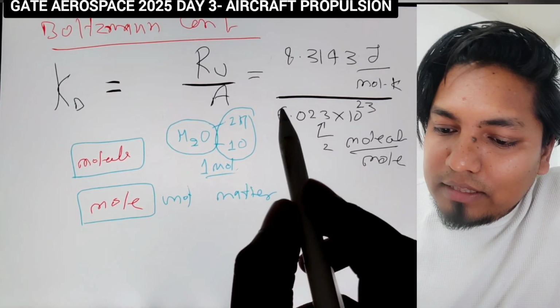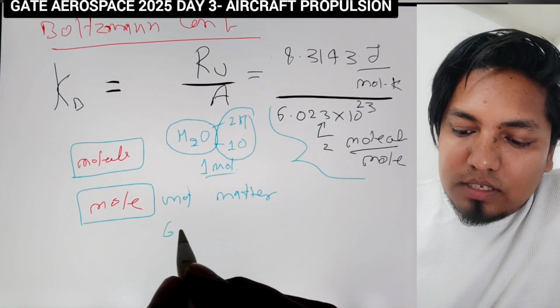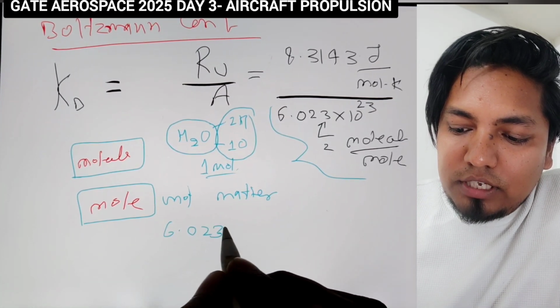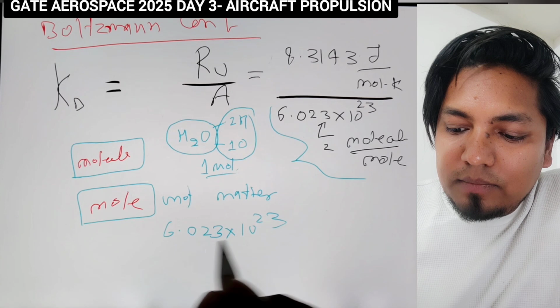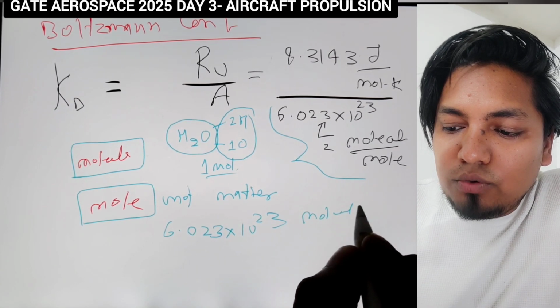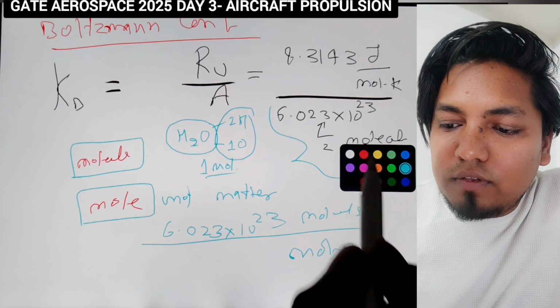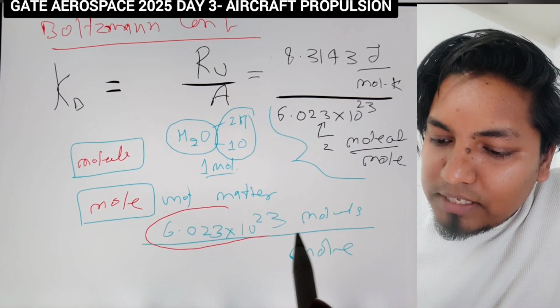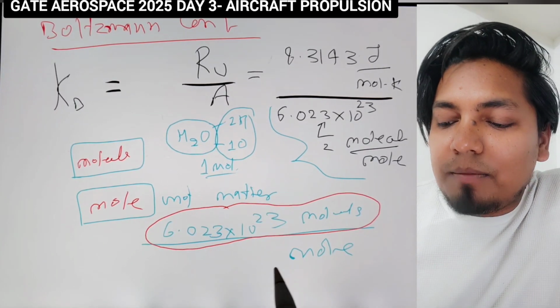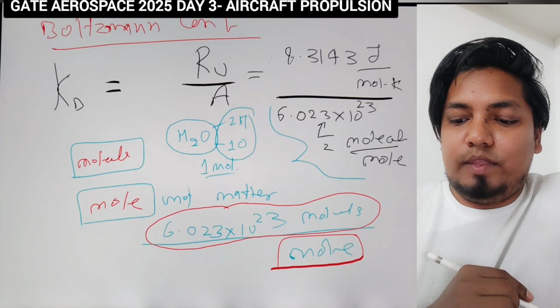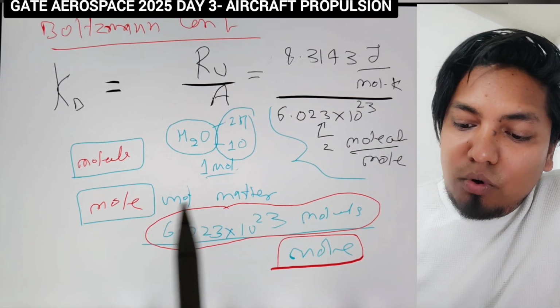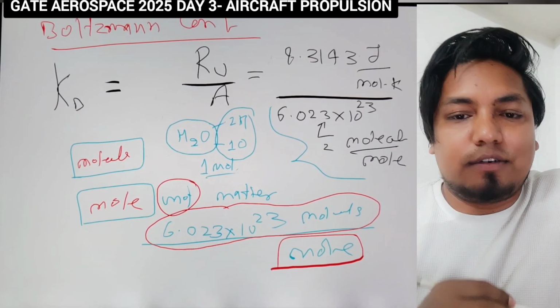So if I am writing this number 6.023 into 10 to power 23 molecules divided by mole, do you understand the meaning of this? These many pieces of molecules are present in 1 mole. So do you understand now what is mole? Mole is the unit for matter.